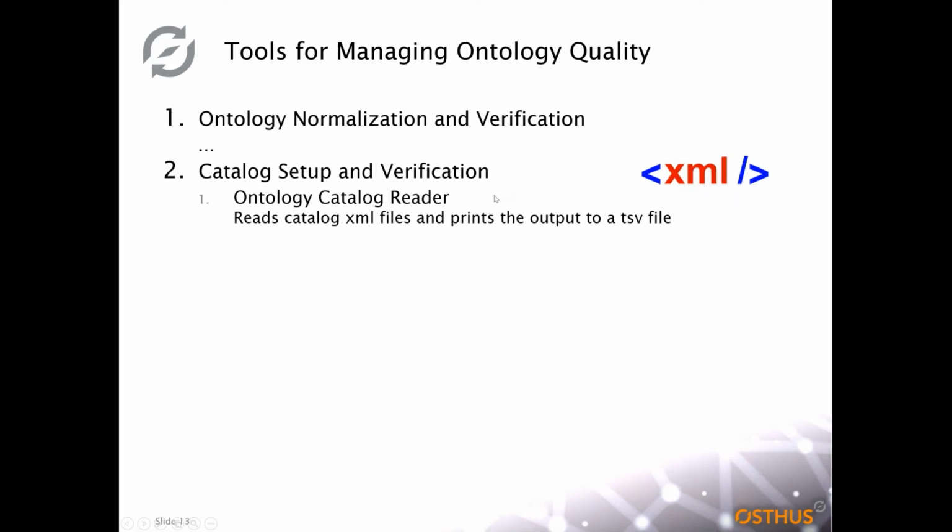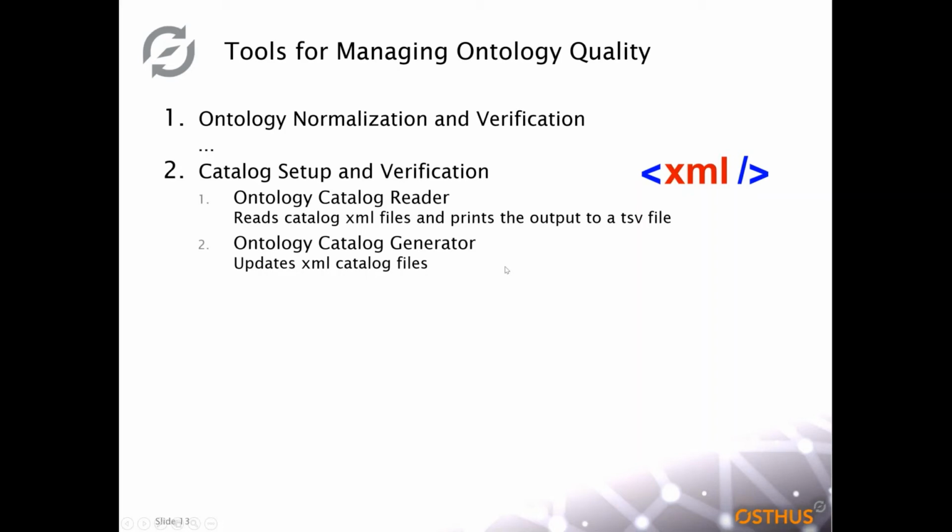So we have three tools for the catalogs. One is the catalog reader. It reads the files and prints the output to a TSV file. This is so tools can then just read them from a flat file and don't need to parse all the catalogs every time they want to see which group a file is in, and so on and so forth.